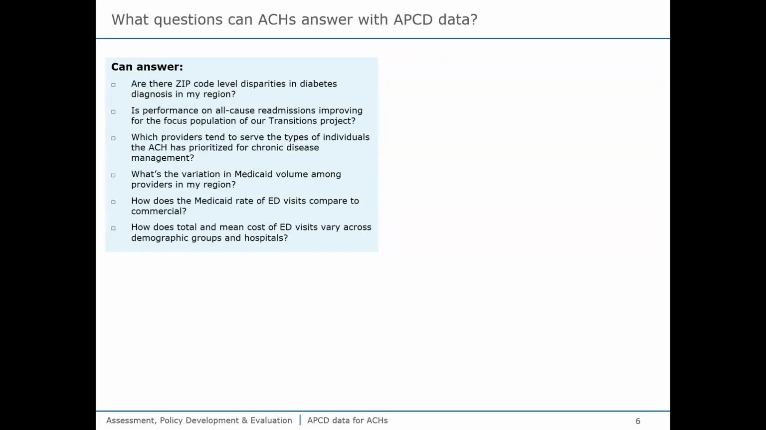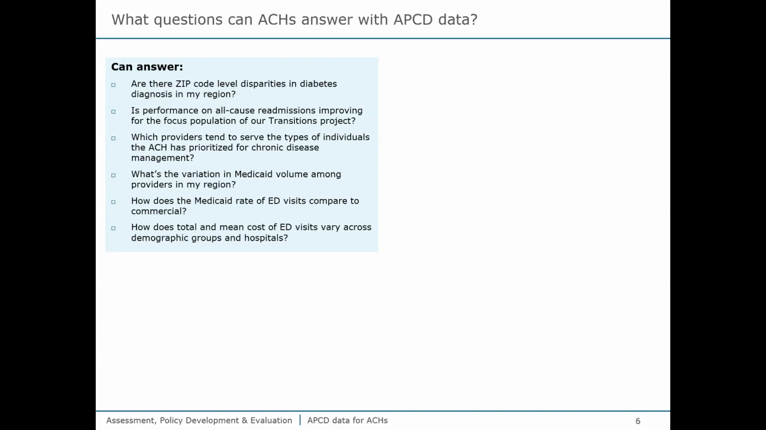So before we get to the actual data and findings, one last slide about what questions ACHs could answer using these data. On the left here in blue are some questions that have come up in our conversations with our ACH partners. Things like, are there zip code level disparities in diabetes diagnosis or diabetes prevalence in my region? And I'll show a North Sound specific map on that later.